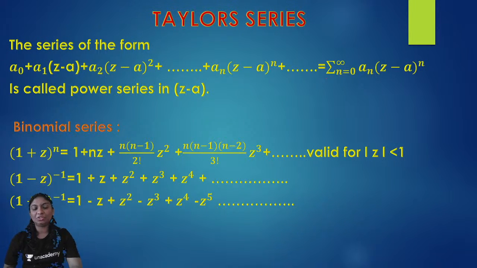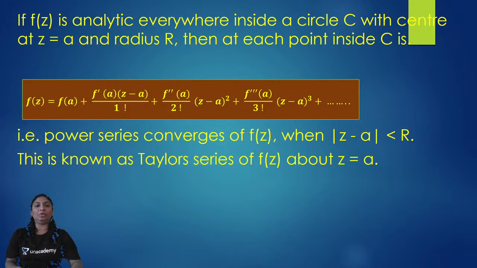So binomial expansion of this series (1 plus z) raised to minus 1, and f double dash of a upon 2 factorial into (z minus a) raised to 2 plus f triple dash of a upon 3 factorial into (z minus a) raised to 3 plus and so on. That is a power series which converges to f of z when mod of z is less than r. This is known as the Taylor series of f of z about z equal to a.